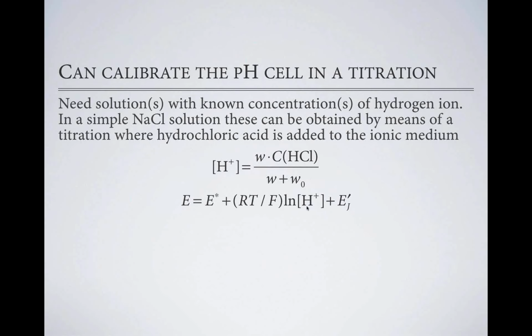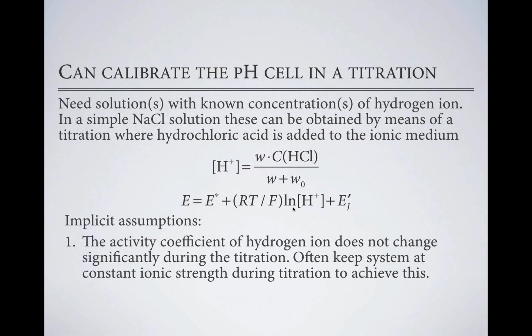If you know the hydrogen ion concentration, and if you can assume that you know this or that it's zero, you measure EMF, you've measured E star. If you do this in a titration, you get multiple points where you can average the result. So the assumptions here are that the activity coefficient of hydrogen ion doesn't change during this titration. And the usual approach is to say, okay, it's most constant if we don't change the ionic strength. So we add either hydrochloric acid at the same concentration as the sodium chloride, or we add hydrochloric acid in a sodium chloride background so as not to change the ionic strength and keep that activity coefficient constant.